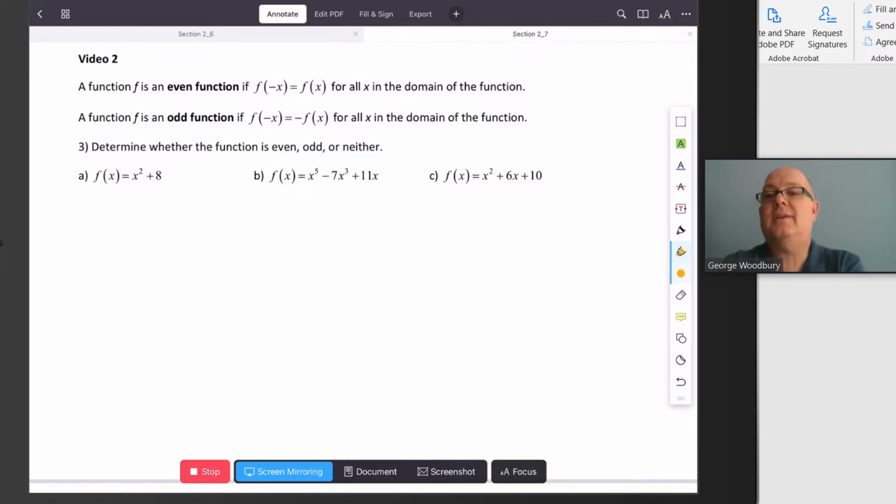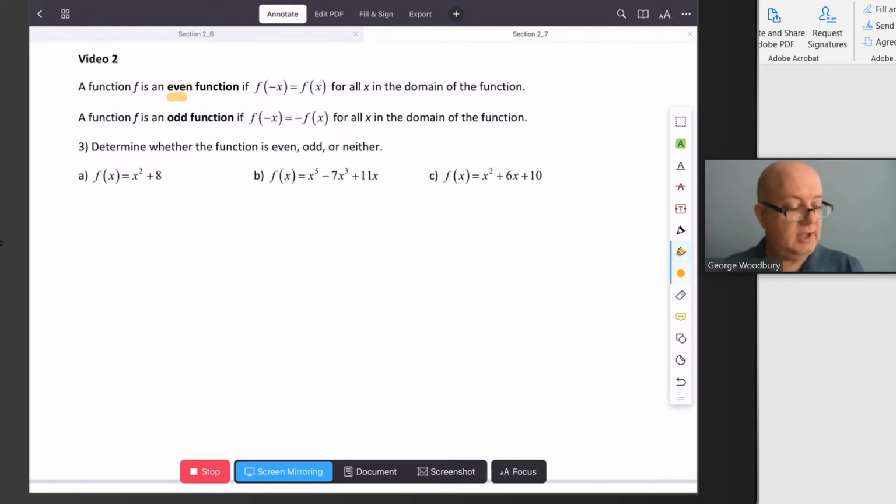In this video, we're going to take a look at even and odd functions. A function f is considered to be an even function if f of negative x equals f of x for all x in the domain of the function. Meaning, if we substitute negative x, do we get the exact same formula back? We've seen that before. These are graphs that are symmetric to the y-axis.